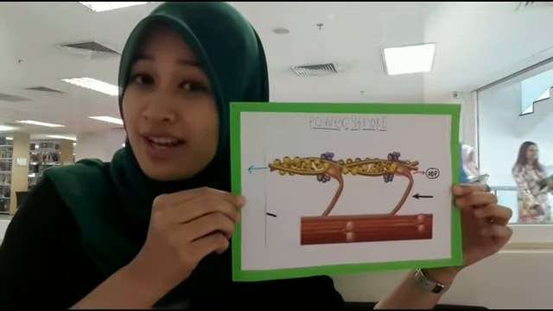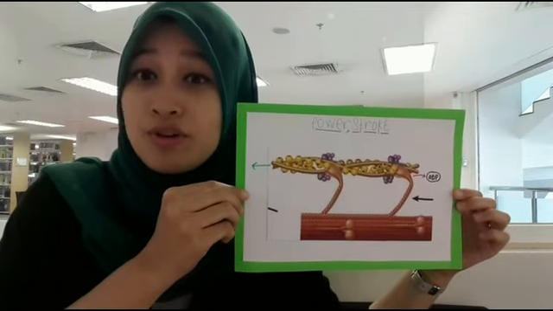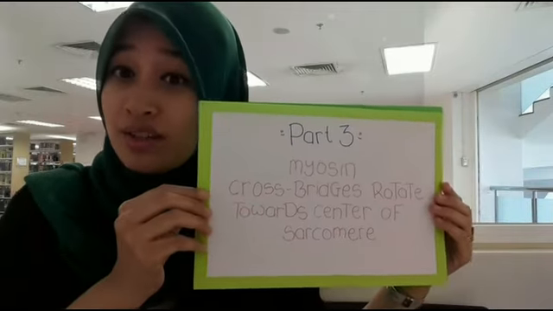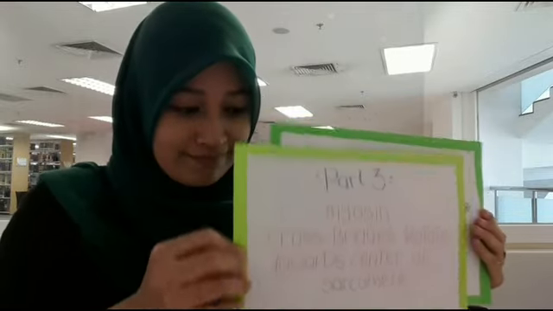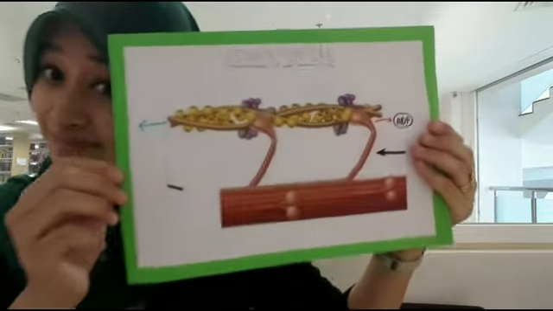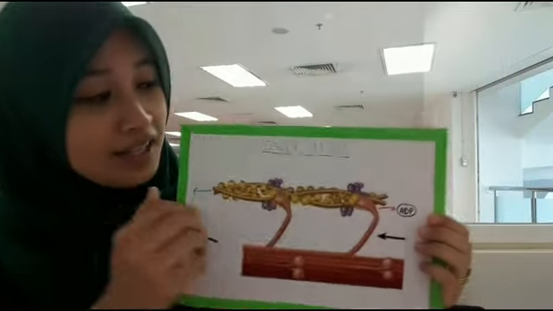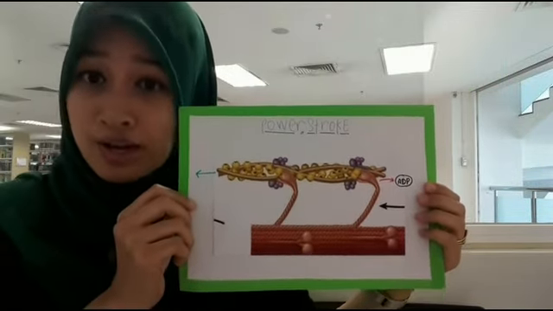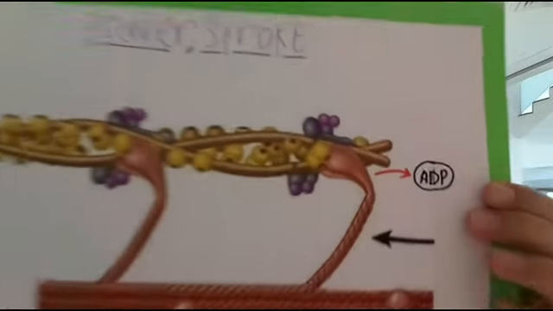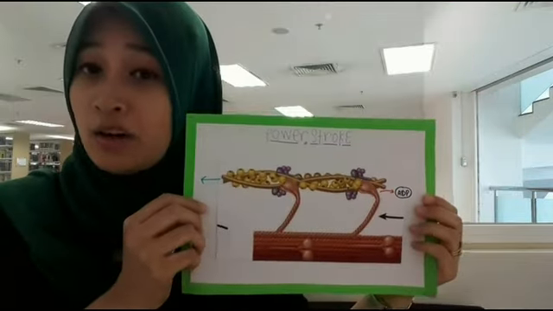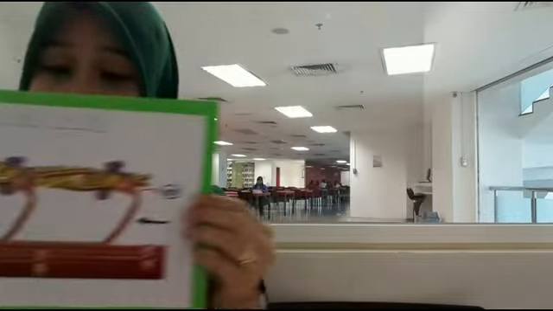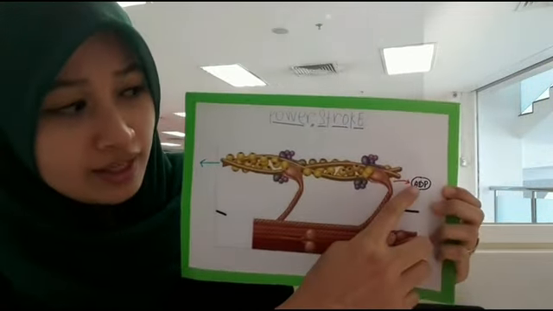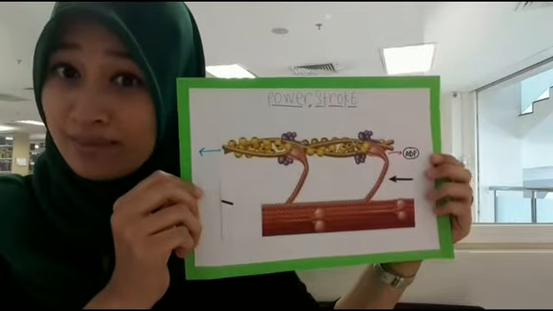Alright, now we are going to the next stage. This is the power stroke stage. The myosin cross-bridge rotates toward the center of the sarcomere. As you can see, energy stored in the head of myosin is used to move the head of myosin, causing the actin myofilament to slide past the myosin myofilament, and ADP is released from the head of myosin.